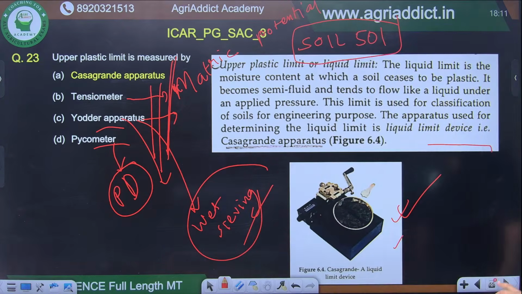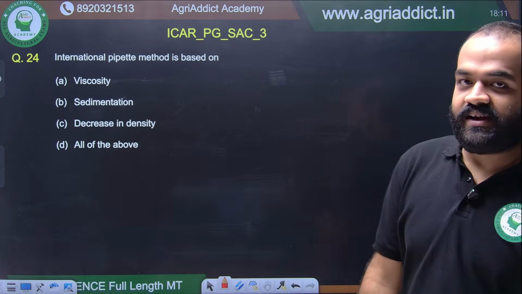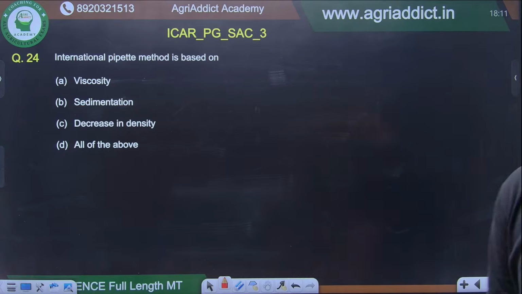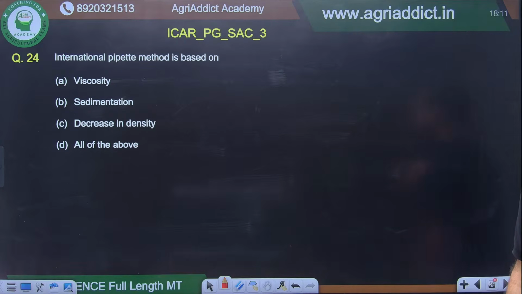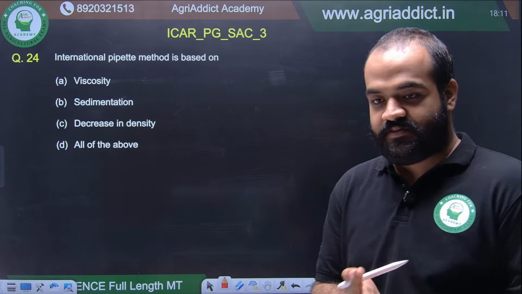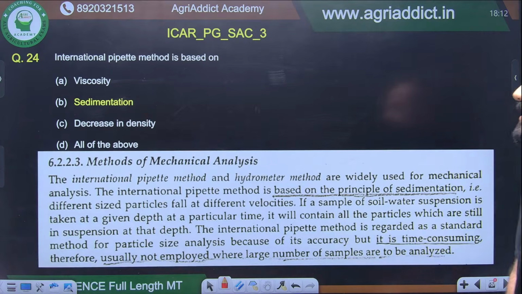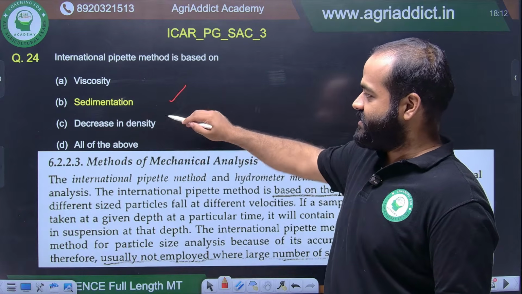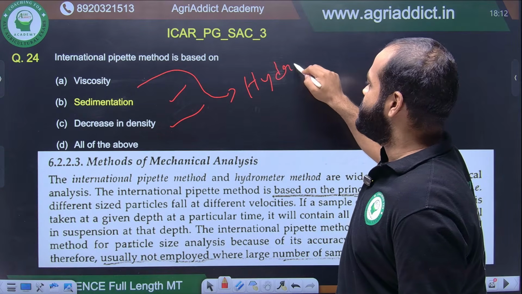All right. Moving on. International pipette method is based on... This question is also directly from ISSS. This will test your concept and also how thorough you are with your reading. International pipette method is based on viscosity, sedimentation, decrease in density, all of the above. Everyone is telling it is option B. Yes, you are definitely correct. It is option B. The others, decrease in density and viscosity, are used in the hydrometer method, right?